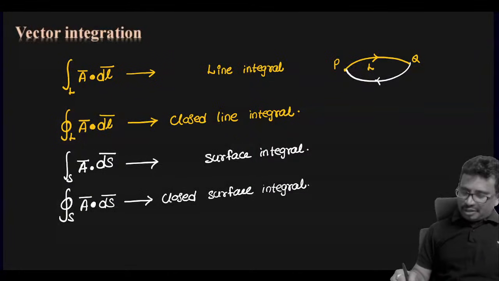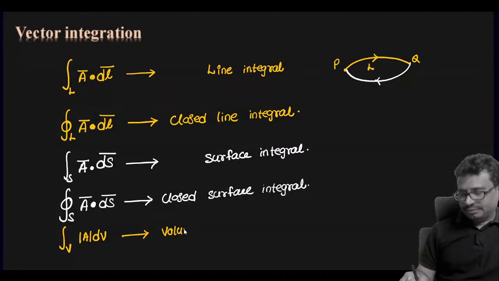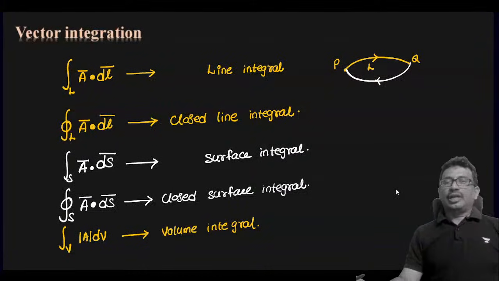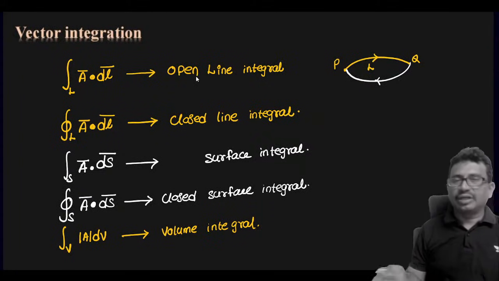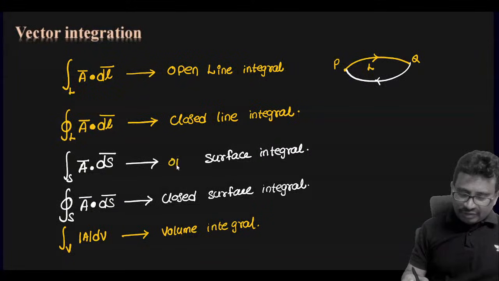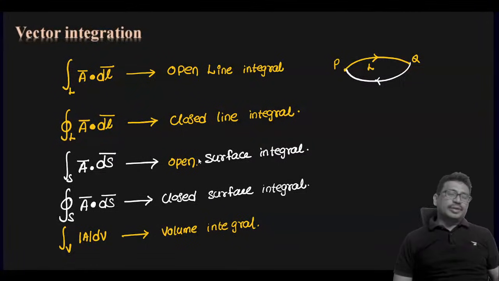Okay. And in case of a volume case, this is the volume integral of mod A into dV. This is called a volume integral. The line integral, by default, is also called an open line integral. Surface integral, by default, means an open surface. Line integral: open line integral, closed line integral. Open surface, closed surface.